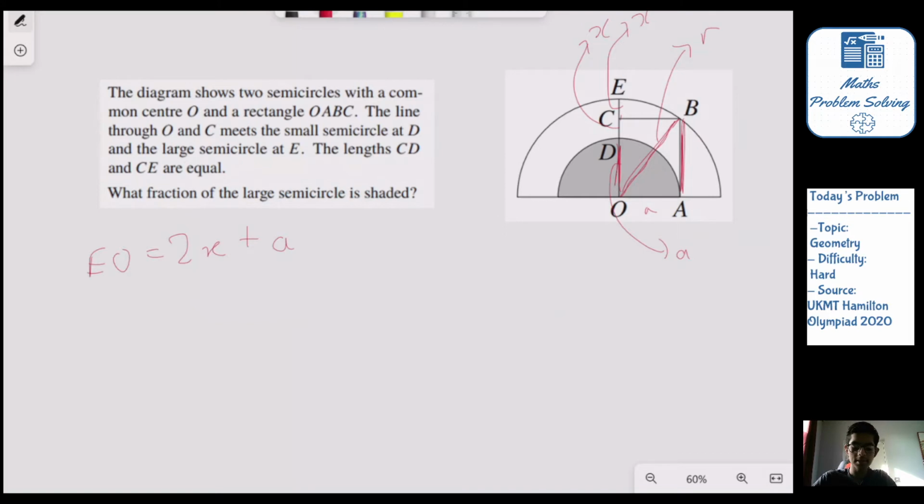Now AB, let's consider this. AB equals the same as CO because it's a rectangle. Therefore, AB would equal X plus A. Let's consider OAB for now. The smaller side length is A, the other is A plus X, and the hypotenuse is going to be R. Therefore, due to Pythagoras' theorem, A plus X all squared plus A squared equals R squared.